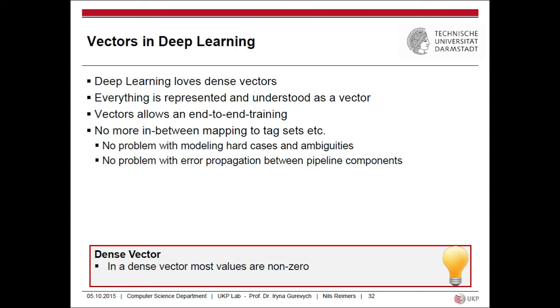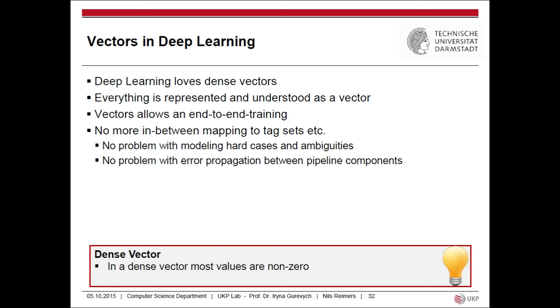So for example, when you do parsing, the first step is typically part of speech tagging. For part of speech tagging, you need to map to some tag set. But there are some hard cases which are ambiguous, and you cannot model this in your tag set. You need to decide: is this a noun or an adjective? You cannot model this inconsistency or ambiguity. And then, of course, there's a problem with error propagation.